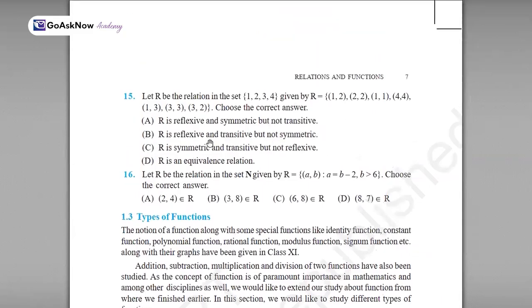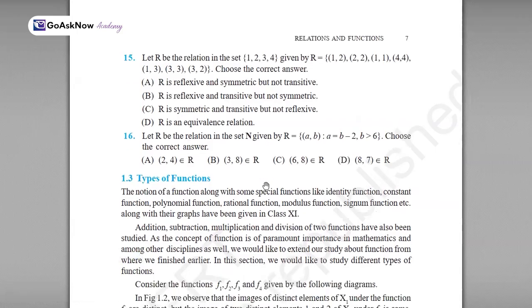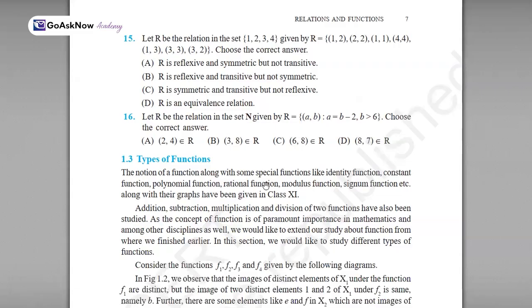Now, the 15th question says let R be the relation on the set, choose the correct answer. It is a very easy question, and you can do this by yourself because I have told you some examples and the conditions for reflexivity, symmetricity, and transitivity. Question 16 says let R be the relation on set N given by this, choose the correct answer. It is also an easy one. You can do it by yourself, similar to the question I told you previously.